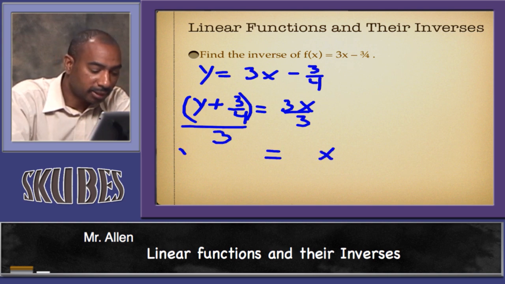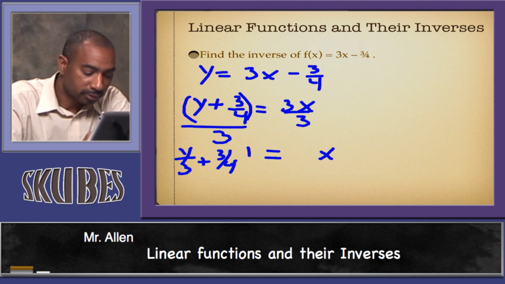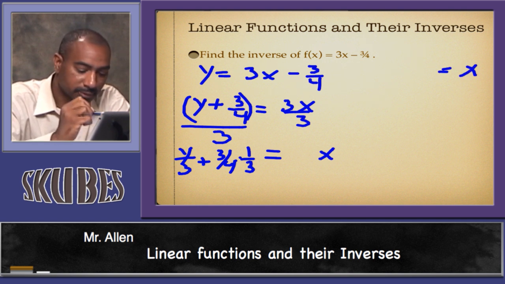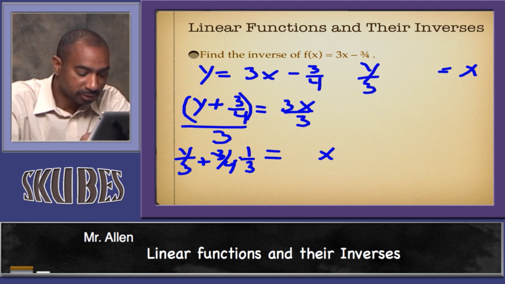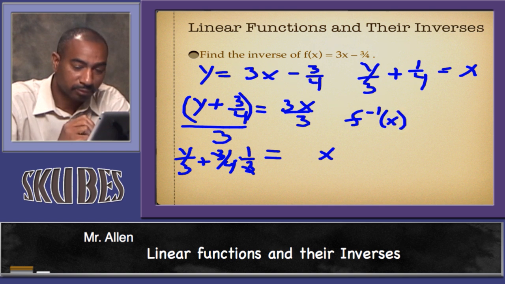So this is the same as y over 3 plus 3/4, and you can say times 1/3 if you will. So we get x equals y over 3. But notice that 3 divides into itself one time. So you're just left with 1/4. So I can say the inverse function, replace y with x, is x over 3 plus 1/4.